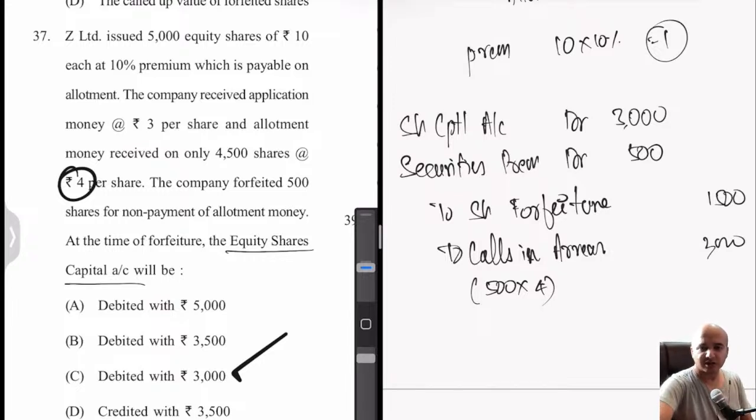Let me just confirm with the guideline answers also. Not that they can be trusted. They say option C. Correct. Fine. I hope it is clear. Let me move on to the next one then.